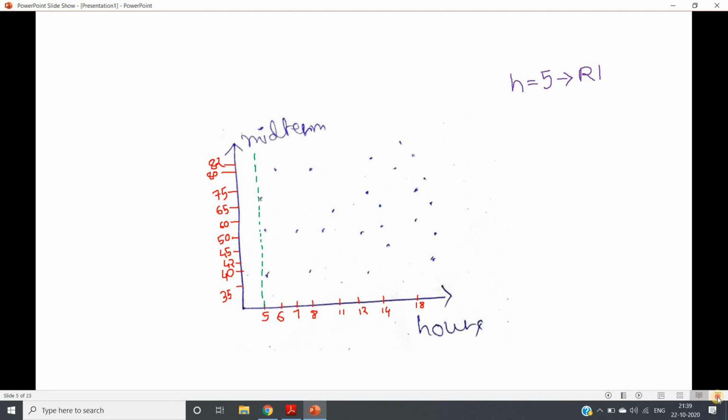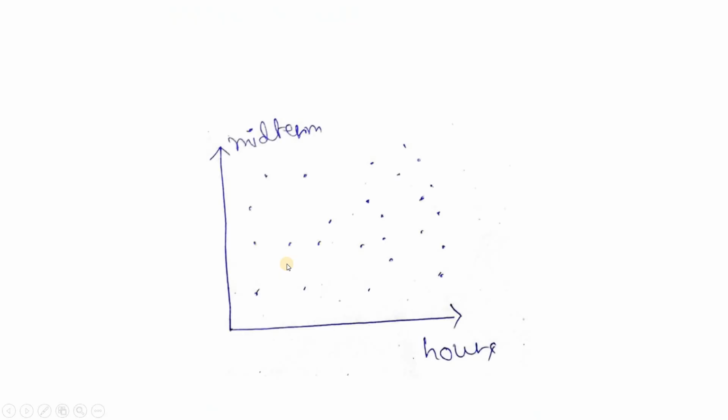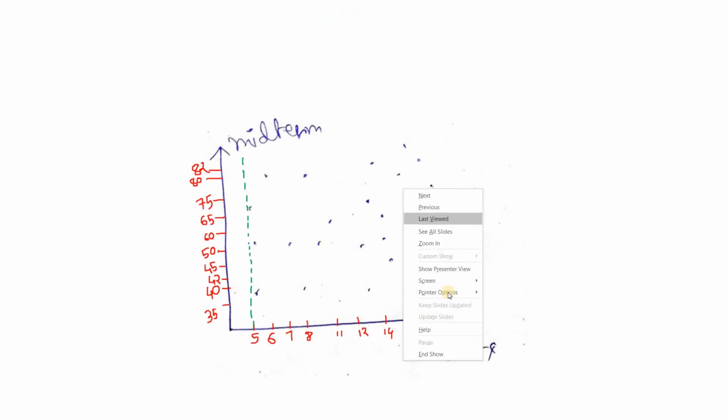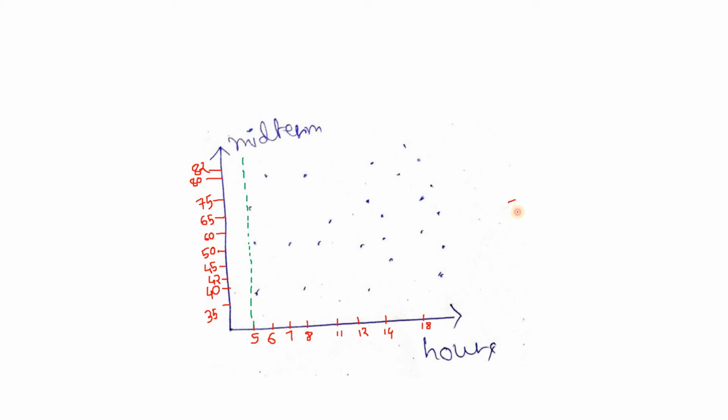Let me make this bigger and clear this once more. Suppose for all these scores, in the right-hand side I am getting an average of 50. For the left-hand side, no data point is present here, but let's assume an average of 30. Now suppose 2-3 data points are present here. We will calculate the difference between each data point's final exam score and this average score, and then square it.